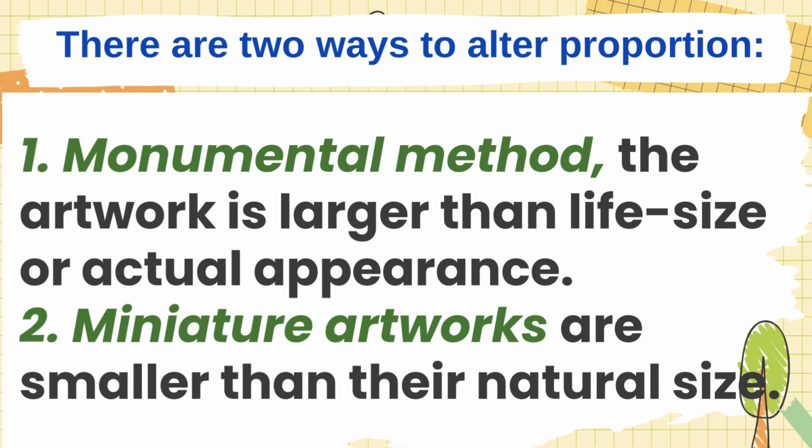There are two ways to alter proportion: monumental and miniature method. In monumental method, the artwork is larger than life size or actual appearance, while miniature artworks are smaller than their natural size.